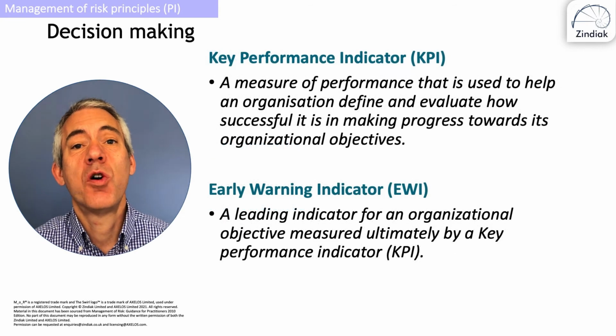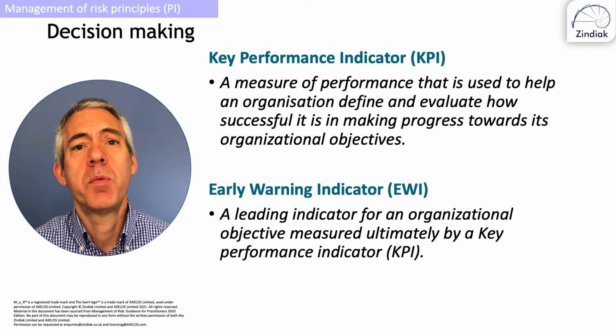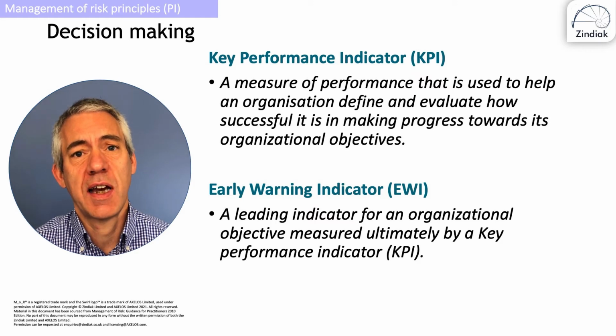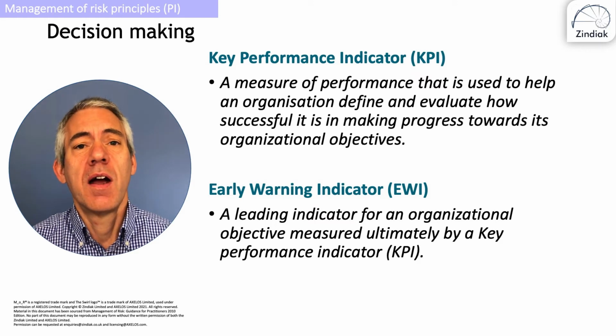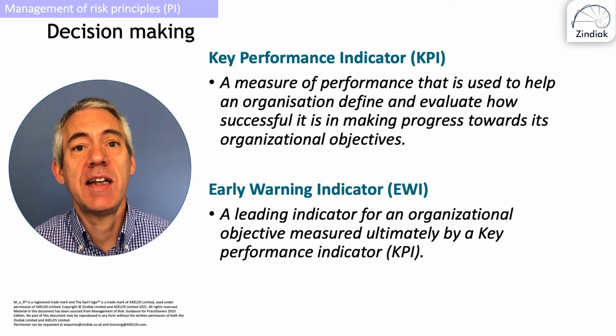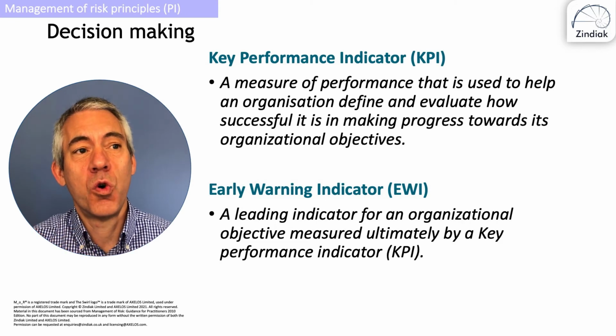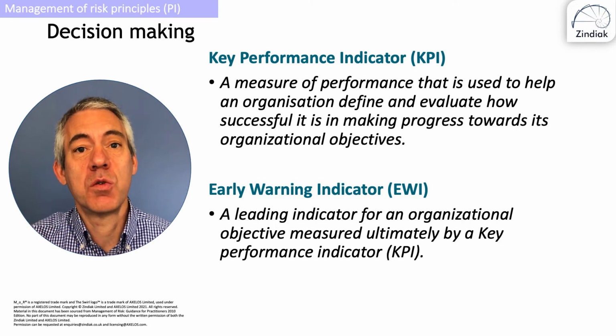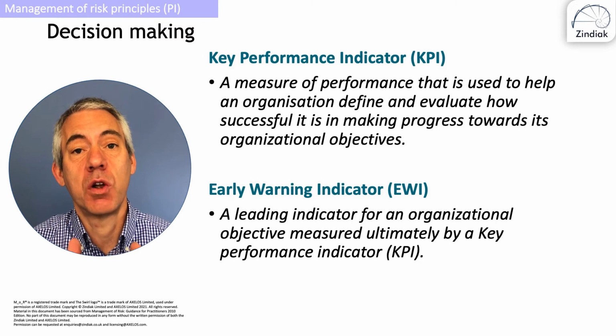We've got two more terms to look at now: key performance indicator and early warning indicator. And it's important to recognize that neither of these relate to measurement of an actual objective. They are indications that we are moving towards, making progress towards achieving an actual objective.